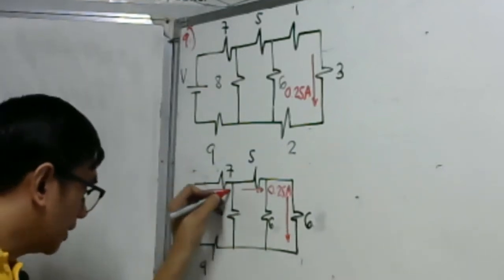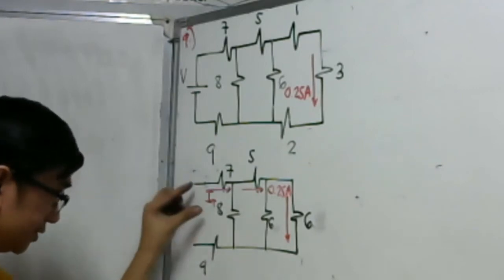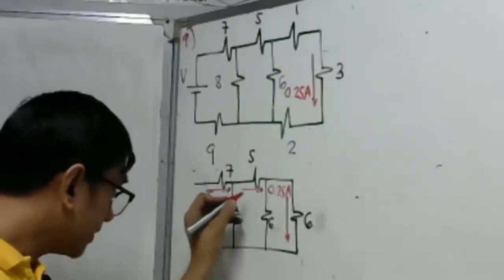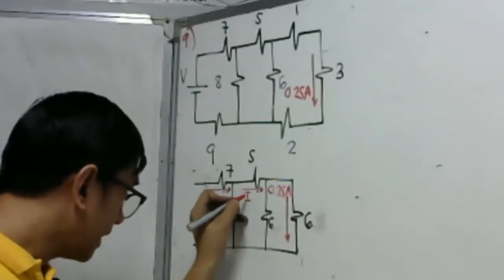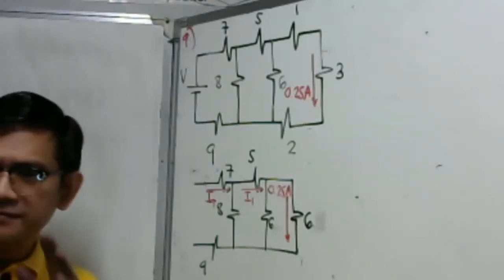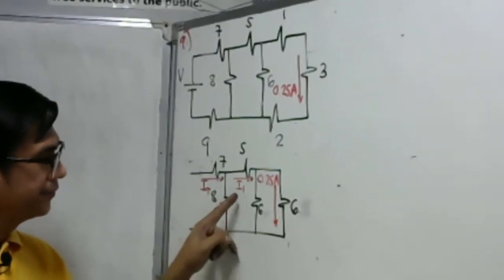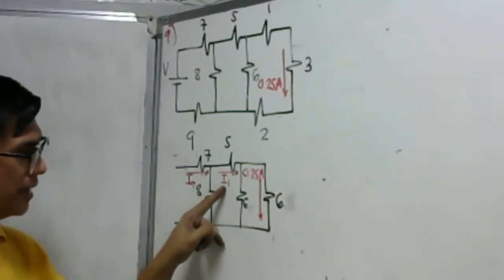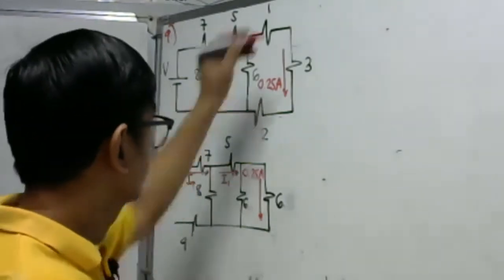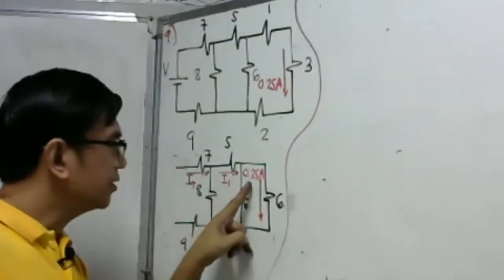This is our I total. That is the current delivered by the source. I will represent this as I1. Take a look here, guys. We have our I1. We have a 0.25 here.